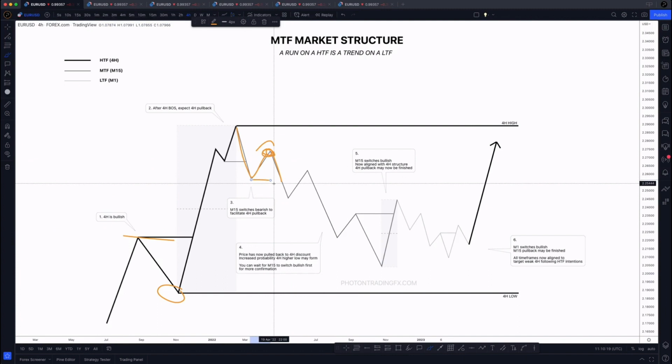We could talk about management later. It's more just about managing your expectations, that we're just playing counter 4-hour trend, pro M15 trend. But we are in the 4-hour pullback phase, okay? So we want to be aggressive.